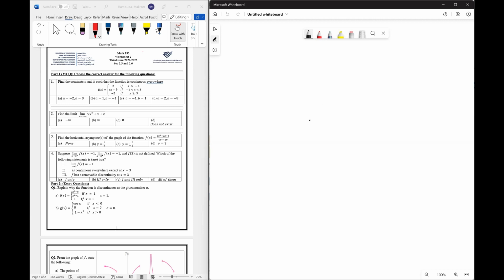Here is a piecewise defined function, defined by region. In each region, of course, the function is continuous. But when we take the parts and put them together, we may have discontinuity at the point where we join the two parts. So here we will check the continuity at x equal to -1. So this is MCQ 1.